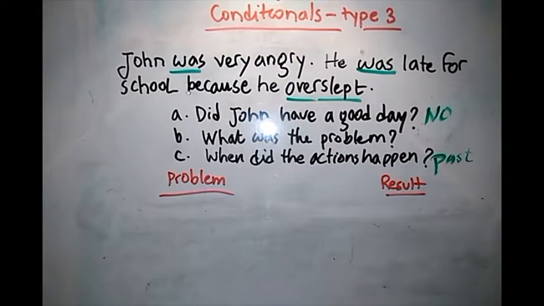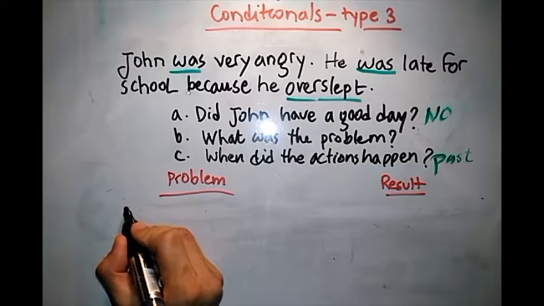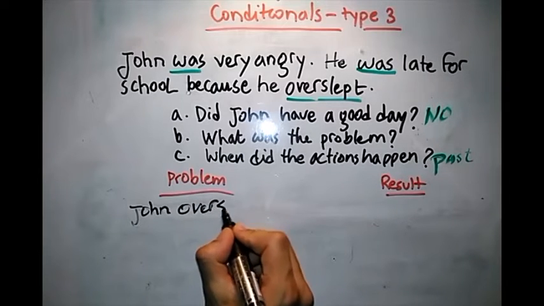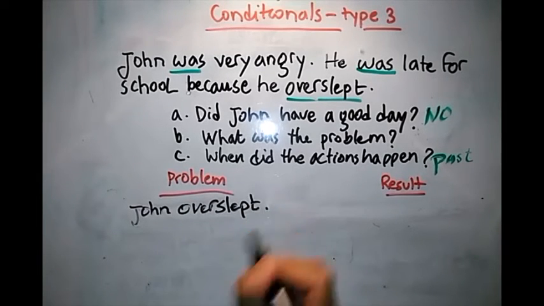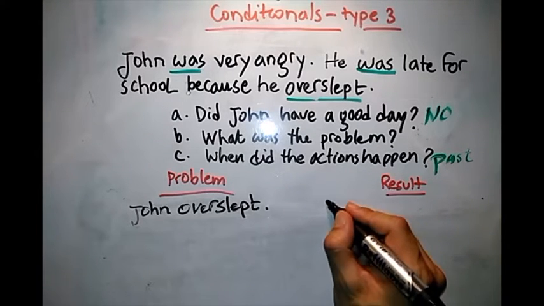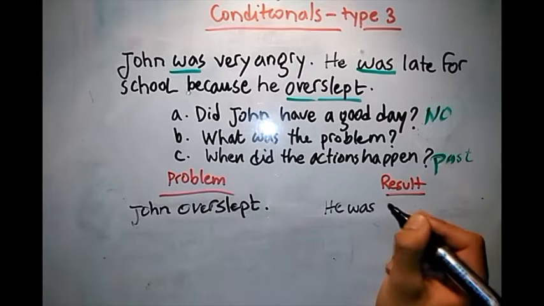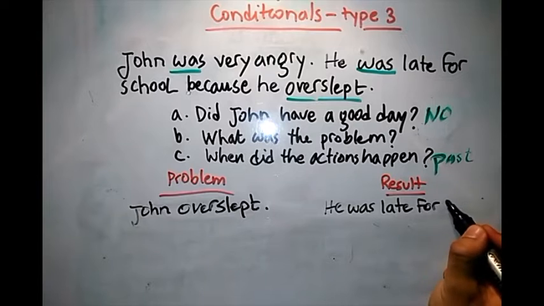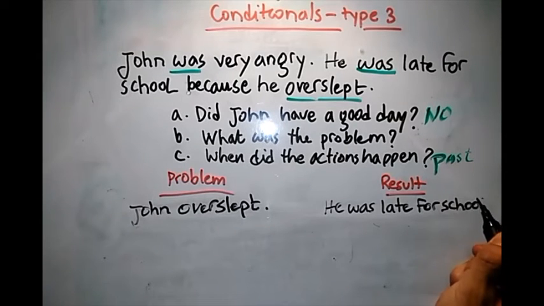So now the problem that John had is he overslept. So John overslept. And the result is he was late for school. So this is what really happened to John. So this is the real situation.